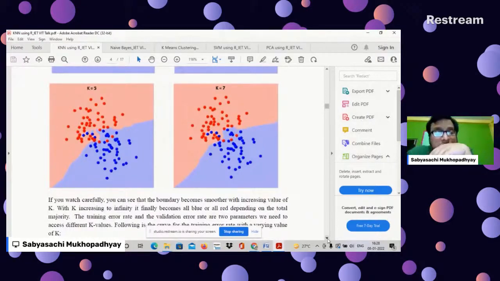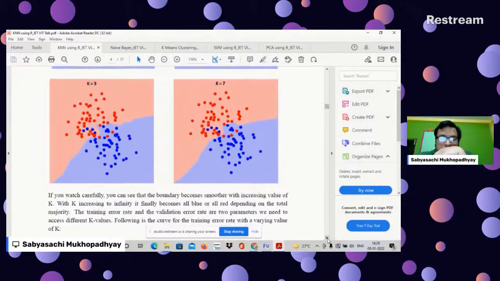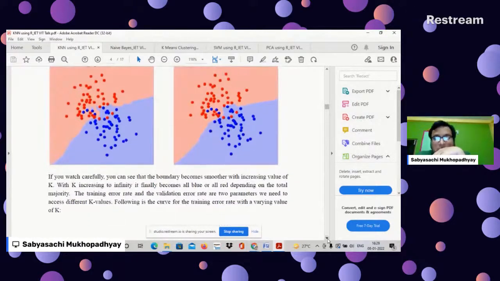As K increases to infinity, it finally becomes all blues or all reds, depending on the total majority. So you need to understand training error and validation error. A few concepts come up: it may happen that your algorithm performs very well on the training dataset but miserably fails on the validation dataset. That means your system is suffering from overfitting.